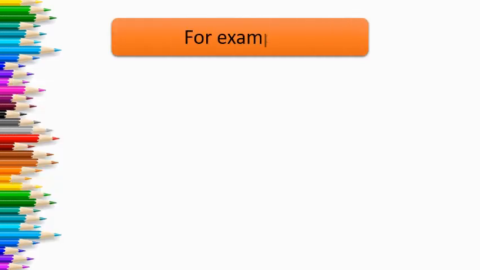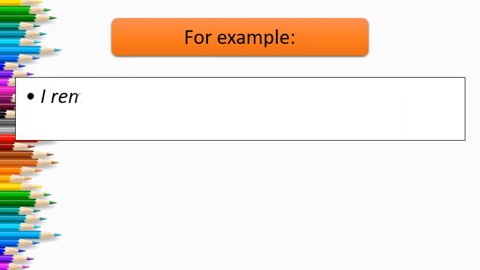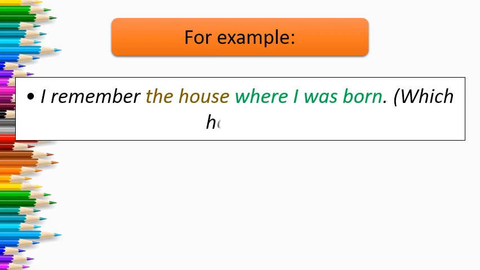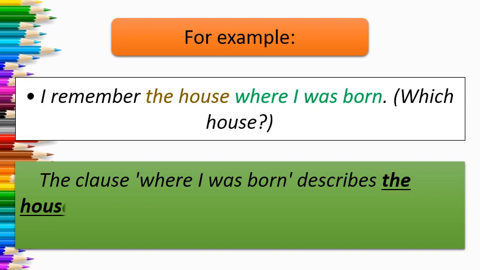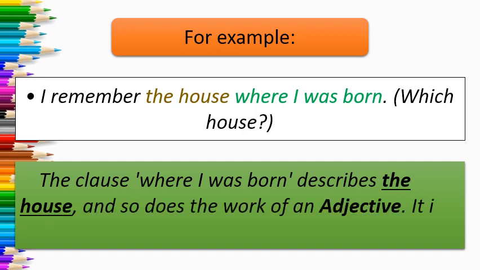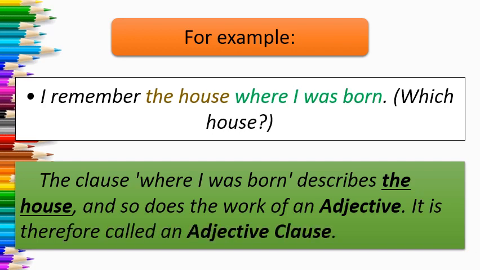Let us see an example to clarify it. I remember the house where I was born. So here the question is which house? The house where I was born, means which house I remember, where I was born. So remember one thing, the clause where I was born describes the noun the house and does the work of an adjective. It is therefore called an adjective clause.